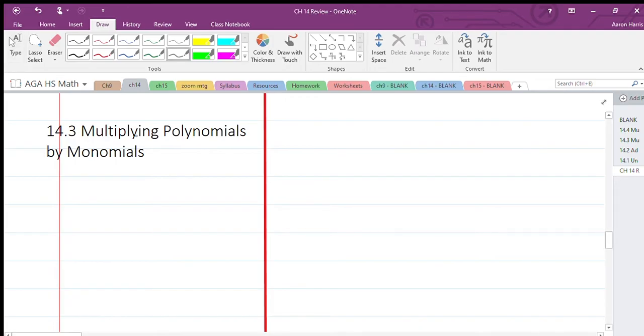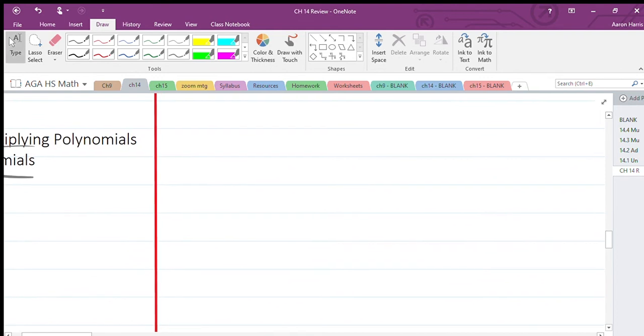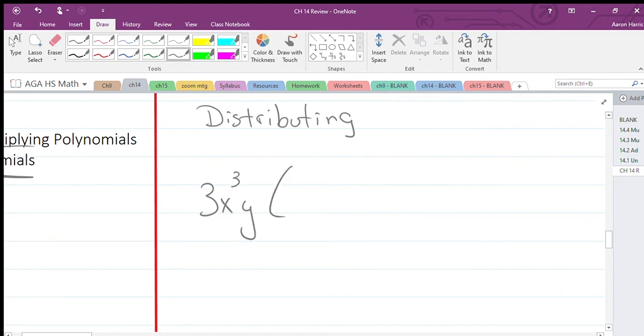14.3, multiplying polynomials by what? Monomials. This is straightforward. This is nothing more than distributing. So 3x to the third y. Here's the thing though. We're now multiplying variables times variables, which means we need to be able to add the powers.